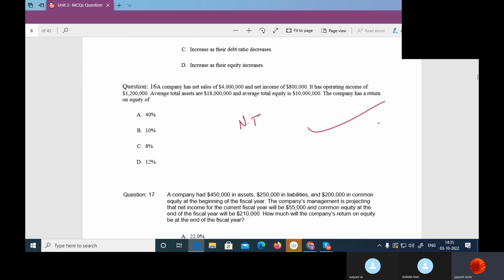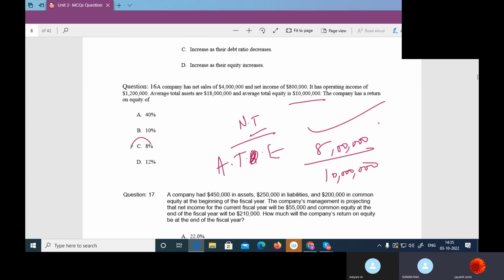Formula is very simple. Net income by average total equity. What is your net income? Income is 8. What is your average total equity? 10. What's the problem? Finished. 8%. Got it.